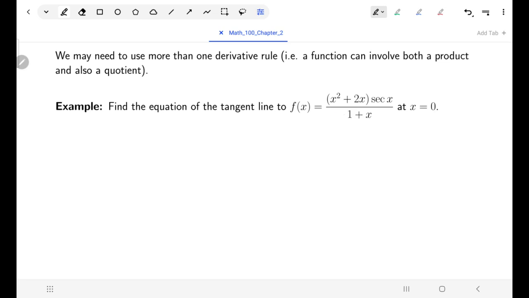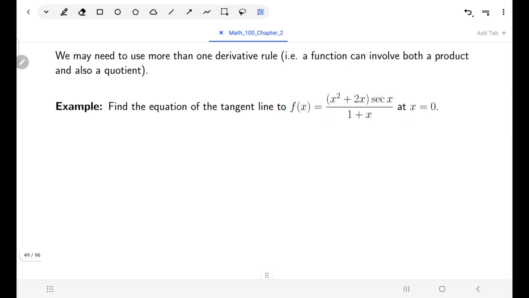f of x, it is a quotient. So if I took the derivative of f of x, I'd have to use quotient rule. And I know that when I use quotient rule, at some point I'll be doing the derivative of the top, but the top happens to be a product. So when I do that, I'll have to use product rule. So I basically have a product rule nestled inside of a quotient rule.